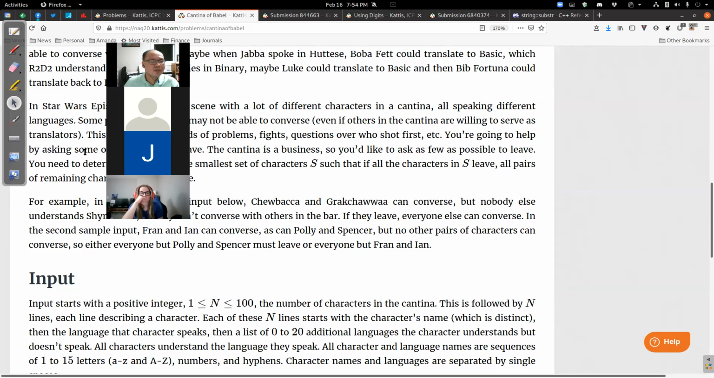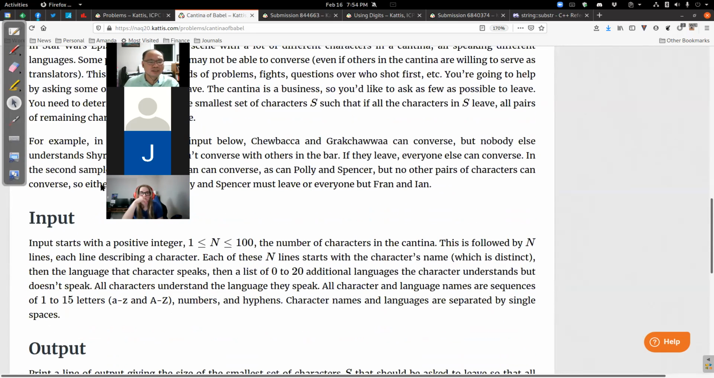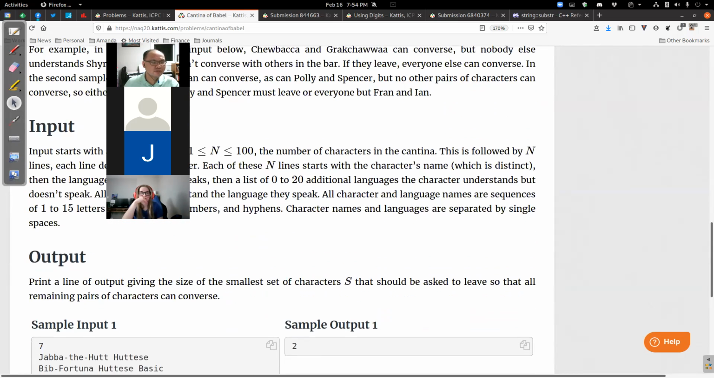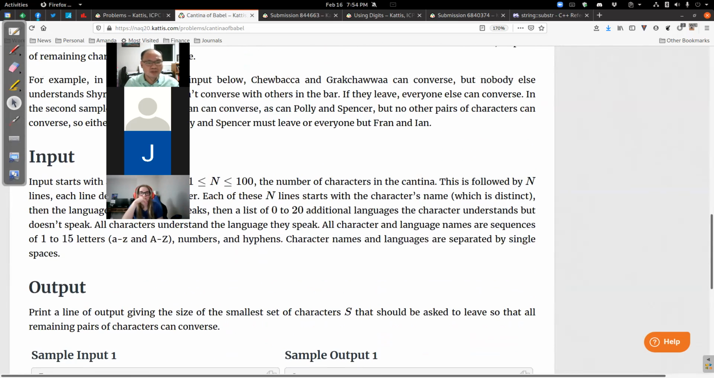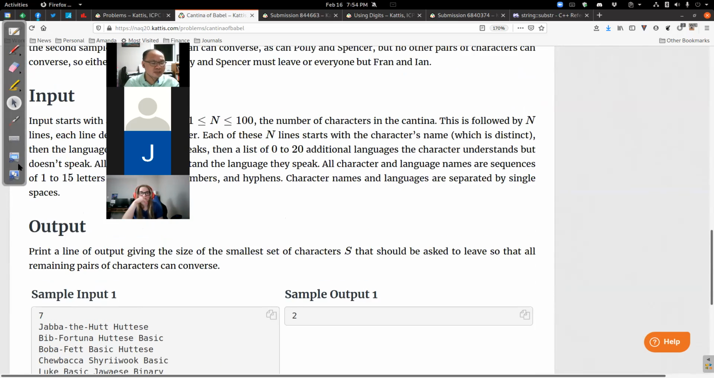You are going to help by asking some of the patrons to leave. You want to ask as few as possible to leave. You need to determine the size of the smallest set of characters S such that if all characters in S leave, all pairs of remaining characters can converse. So for example, in the first sample input below, blah, blah, blah. Okay, so we'll look at the sample input later.